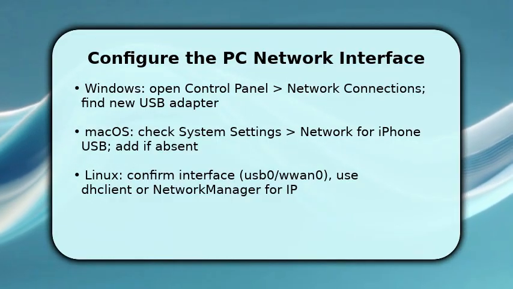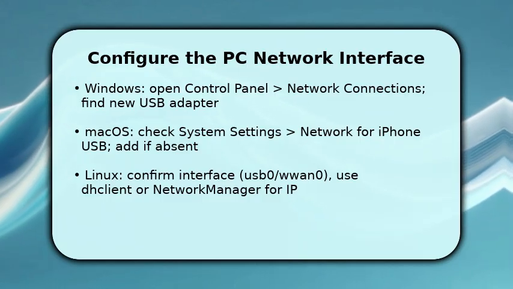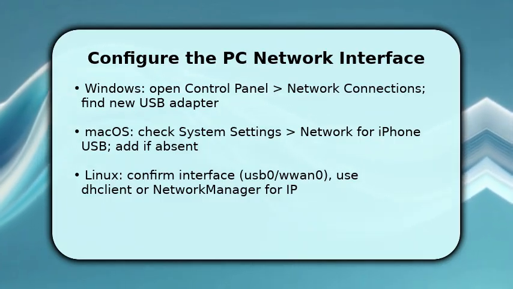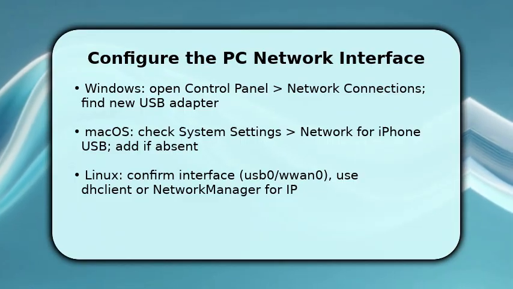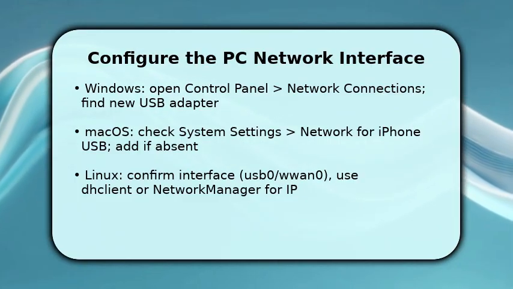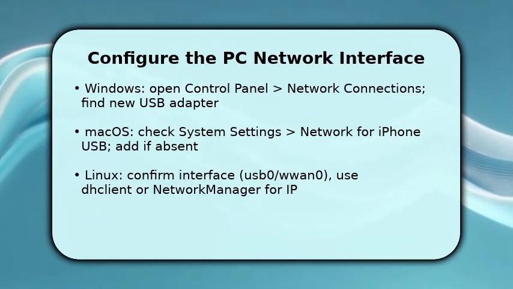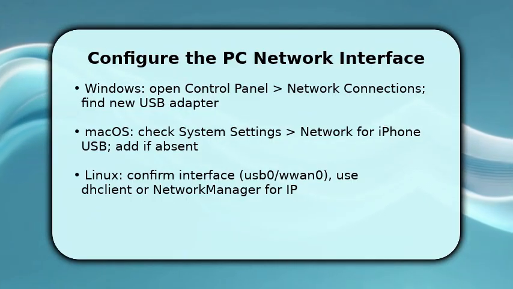On Windows, open Network Connections and look for a remote NDIS or USB Ethernet device. Right-click and choose Diagnose or Obtain IP automatically. On Mac OS, the iPhone USB should appear in Network Settings.